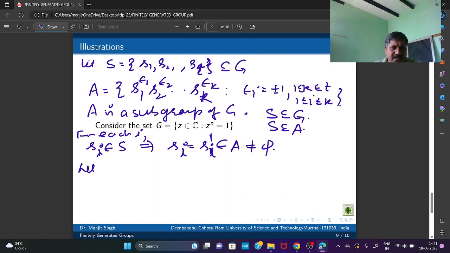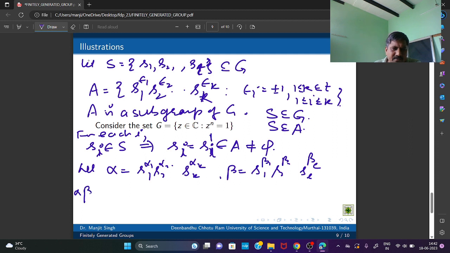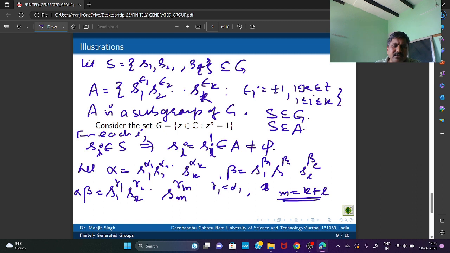If you take two elements of the type alpha, s1 alpha 1, s2 alpha 2, up to sk alpha k, and beta, s1 beta 1, s2 beta 2, up to sL beta L, and multiply alpha and beta, then this is again some element s1 gamma 1, s2 gamma 2, up to sM gamma M, where the gammas come from the alphas and betas, and M can be taken as K plus L. So you can see that this belongs to A, so A is closed under multiplication.